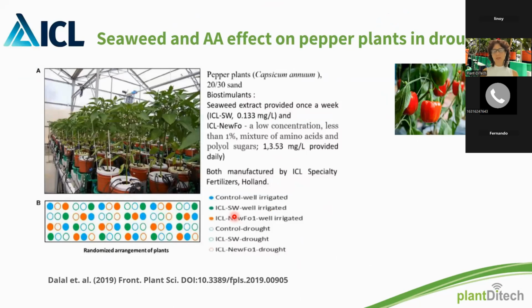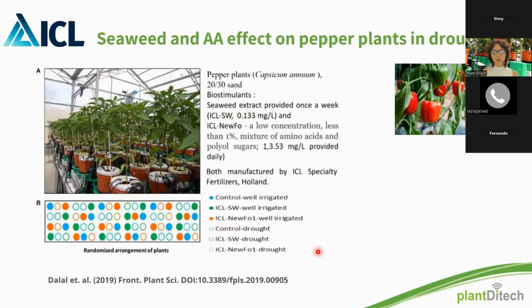Another example, now let's talk a little bit about combining drought with other treatments. So you can combine different treatments with this system. In this case, it's two different biostimulants versus fertilizer, and in drought and not in drought. So you can see 6 different treatments, all of them randomized on the table. The colors express the randomization of the different treatments.